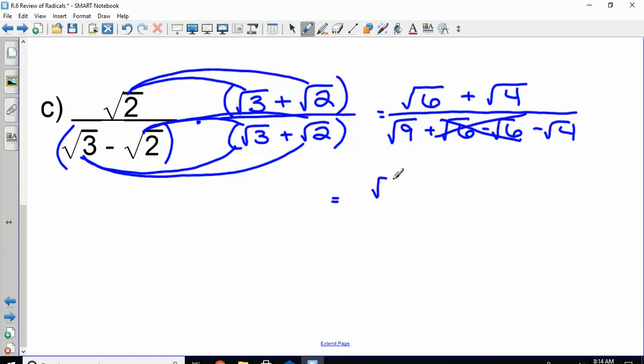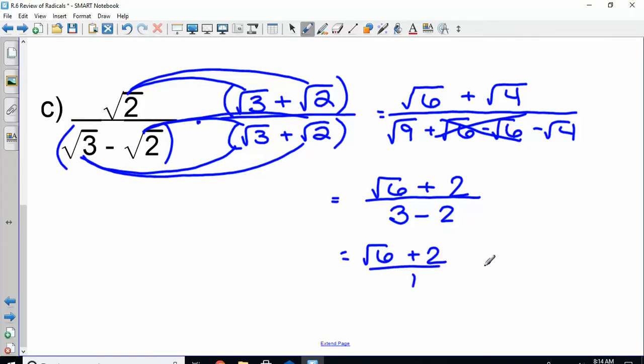So we have the square root of 6 plus the square root of 4 is 2 over square root of 9 is 3 minus the square root of 4, which is 2. So I get radical 6 plus 2 over 1, or you could just say radical 6 plus 2.